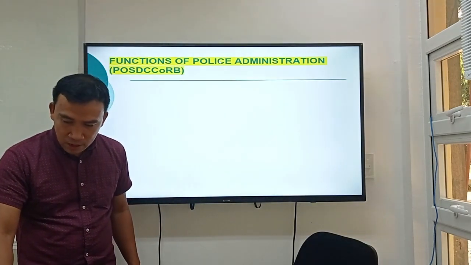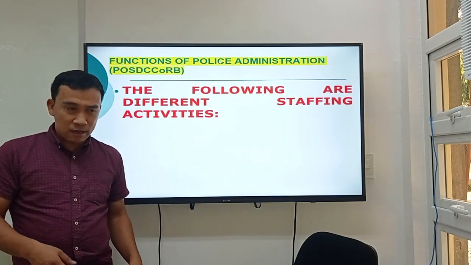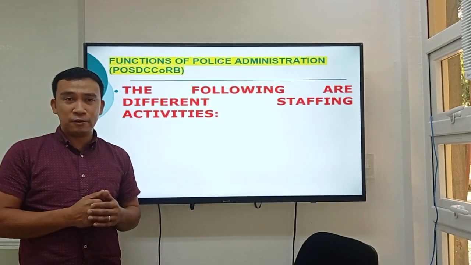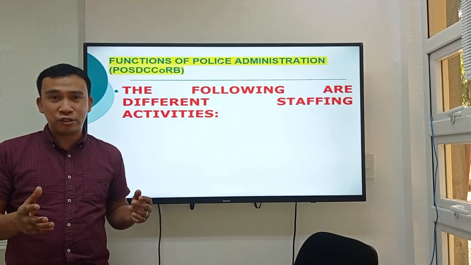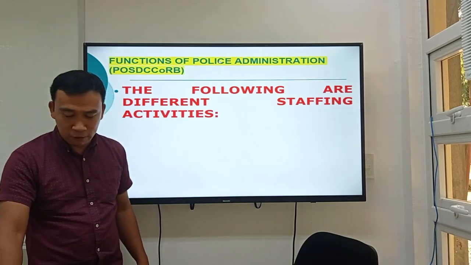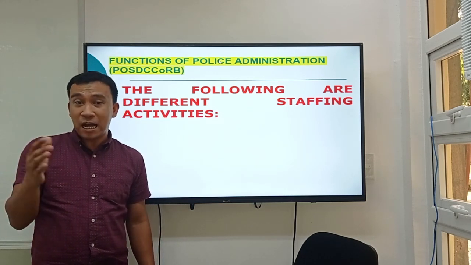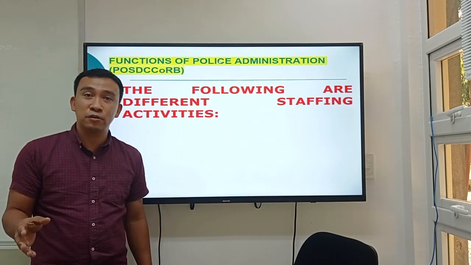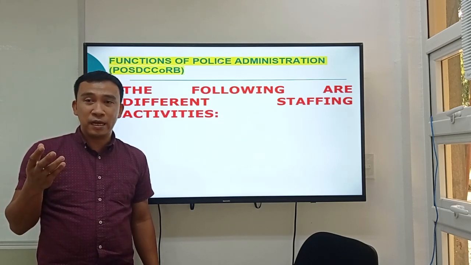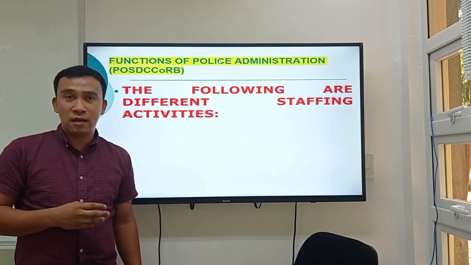Now, there are at least 5 different staffing activities para nang sa ganun ay maging maayos ang staffing pattern ng isang organization. Staffing means ito ay paglalagay ng tao sa organization. Paglalagay na qualified and competent and expert doon sa kanilang position.